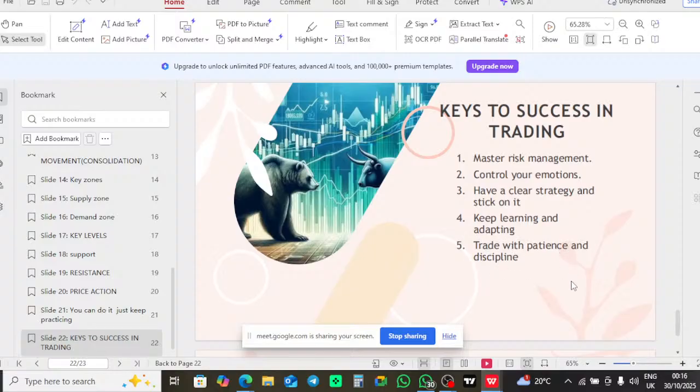Trade with patience and discipline. If you have your target, keep in the trade. You have your stop loss, keep in the trade. Because you analyzed your coin, you know where it is going. Then why are you closing the trade in loss? Don't.